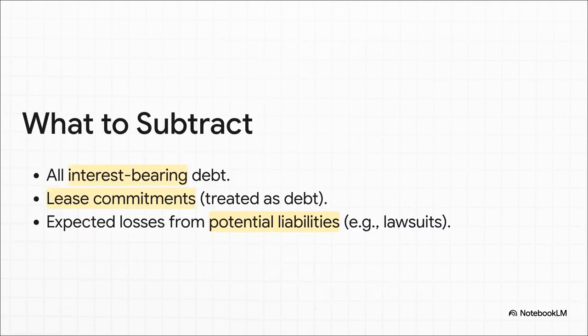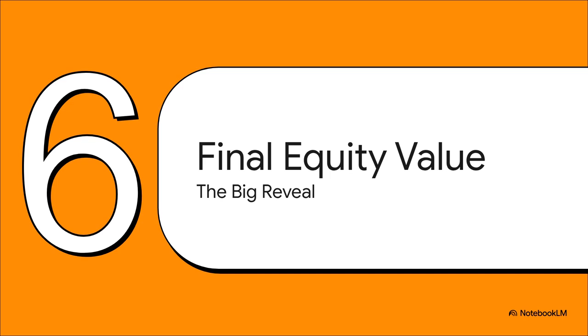So what does that actually include? Well, you start with the obvious stuff, all the interest-bearing debt from banks and bondholders. You also have to subtract all of a company's lease commitments. We treat those as debt now. But this is also your last chance to account for anything else that might be keeping you up at night. For instance, if you're valuing a tobacco company, you're probably worried about future lawsuits, right? You have to try and estimate the expected cost of those potential losses and subtract that from your value too. And just like that, we've mopped up all the loose ends. After that big DCF valuation, we've carefully adjusted for cash, navigated the maze of cross-holdings, checked for other assets, and subtracted all the debt. Now, finally, we can put it all together and get to our final equity value.